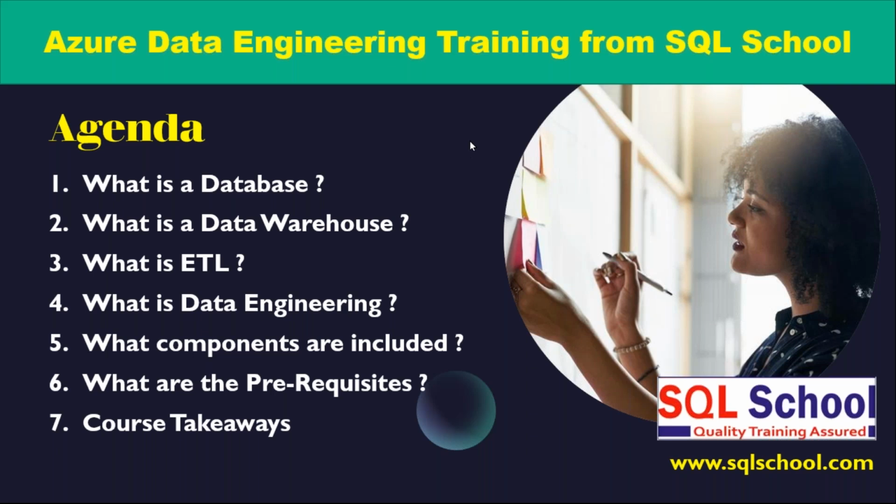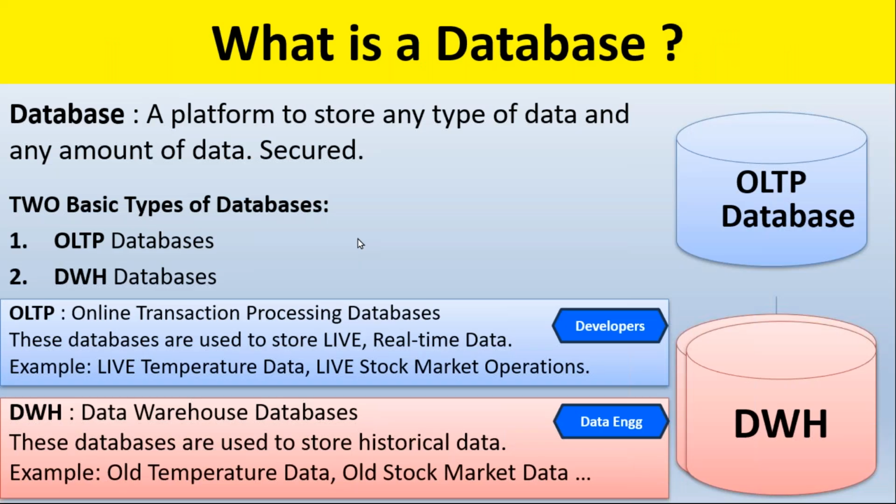Let's get started. What is a database? A database is a platform. A database is a platform to store any type of data, any amount of data. Any type of data, any amount of data, fully secured. There are two types of databases.